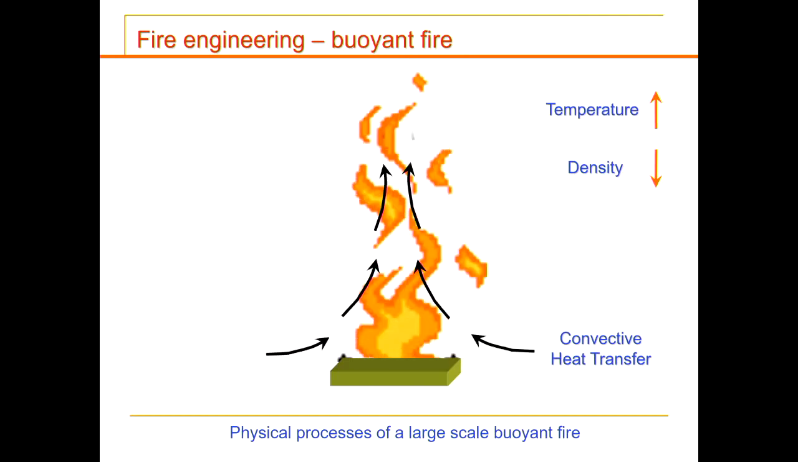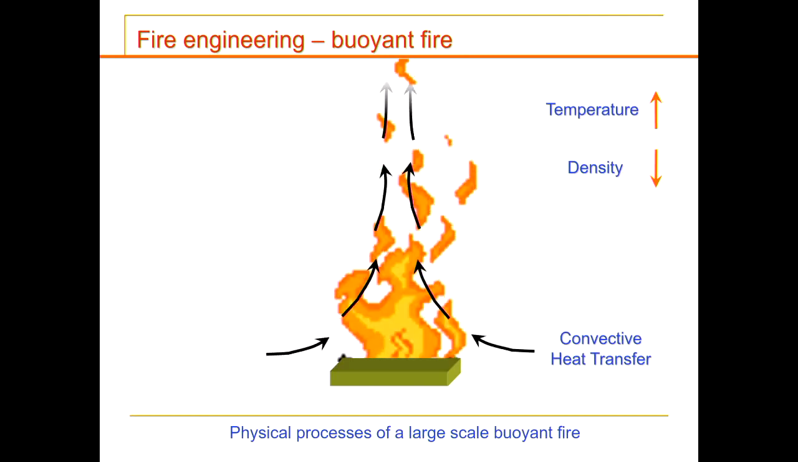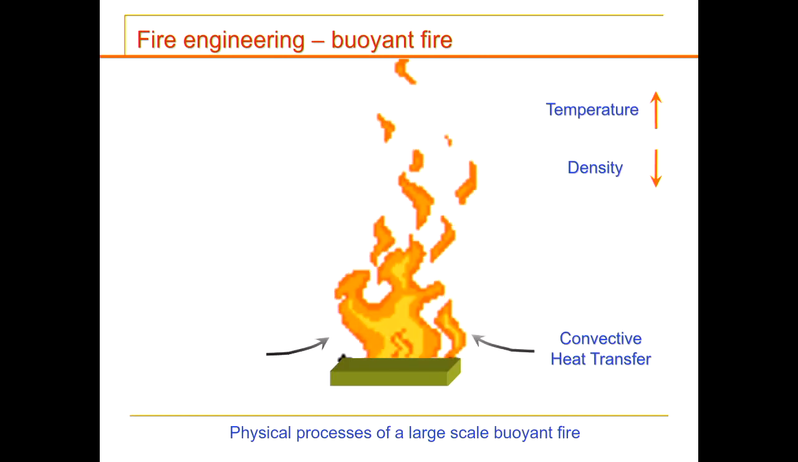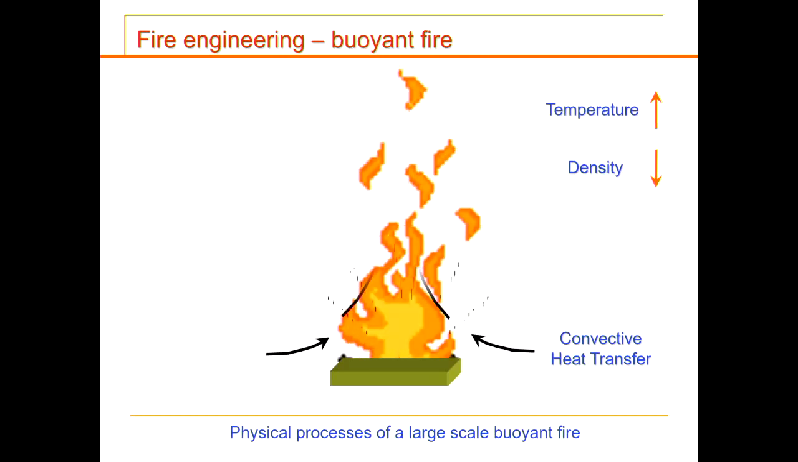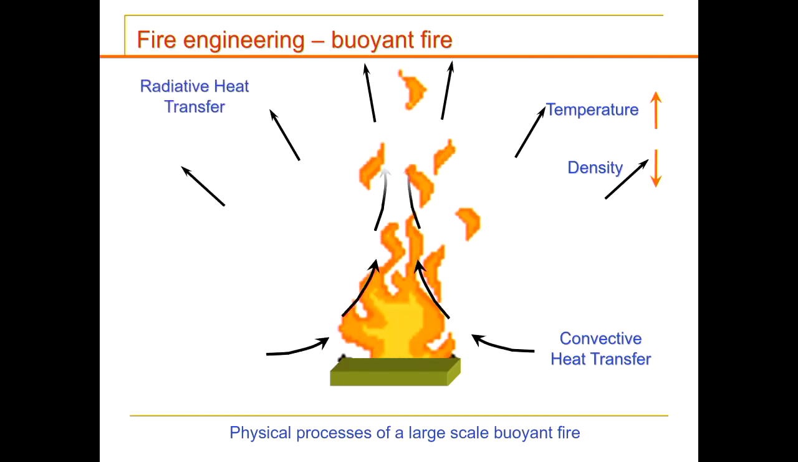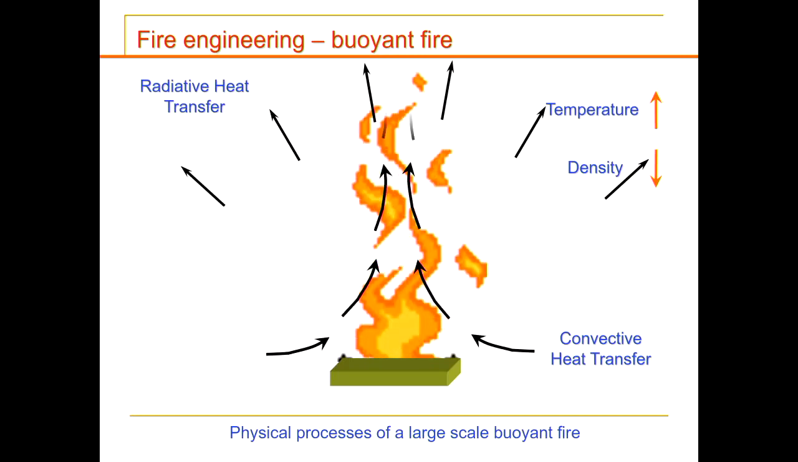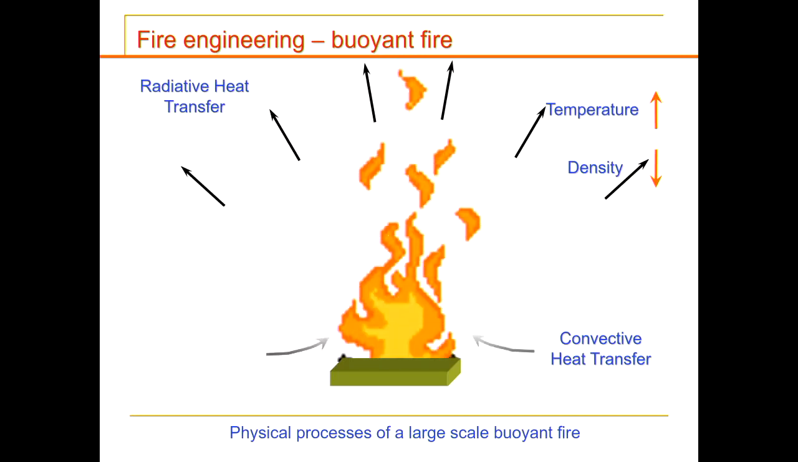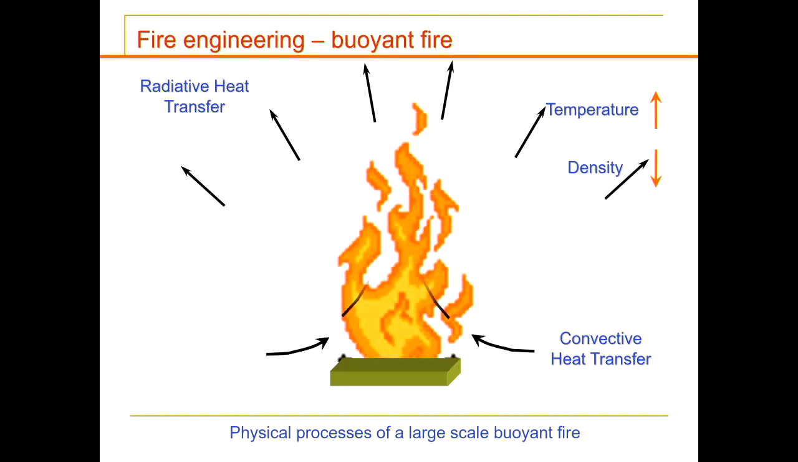So basically that entrainment involves convective heat transfer. There's convection involved, there's heat transfer involved, using convection. And then also you have radiative heat transfer. Very clear: if you stand away from the campfire, you feel the heat. It's due to what? Radiation. It's due to the radiation process.